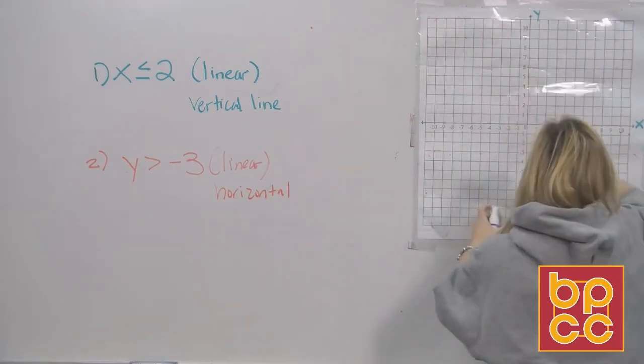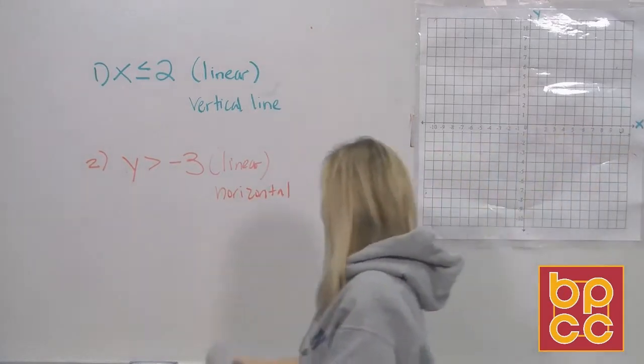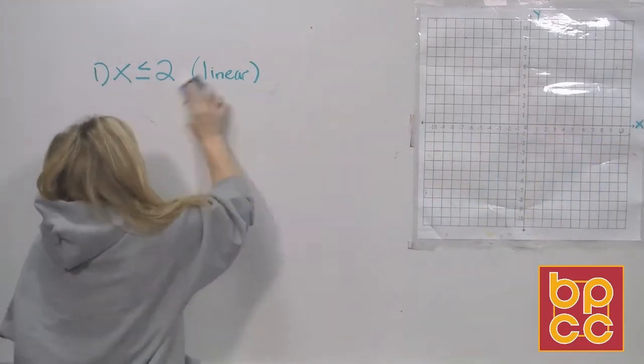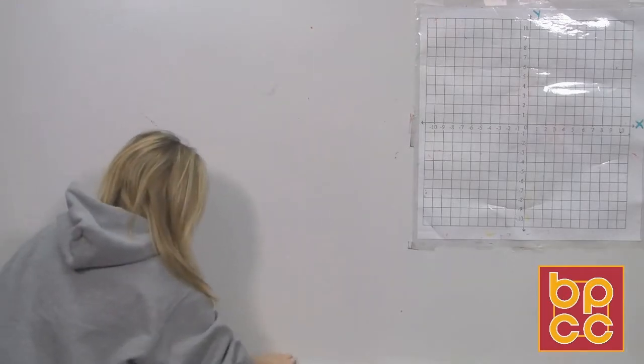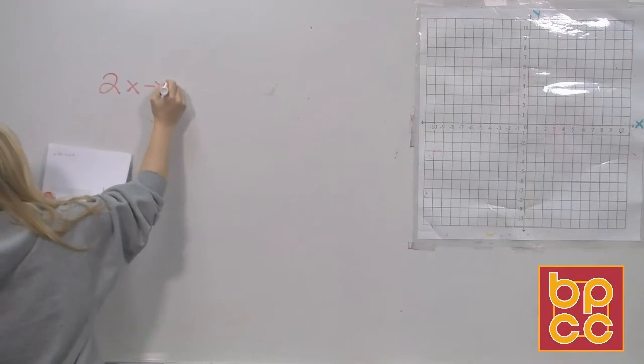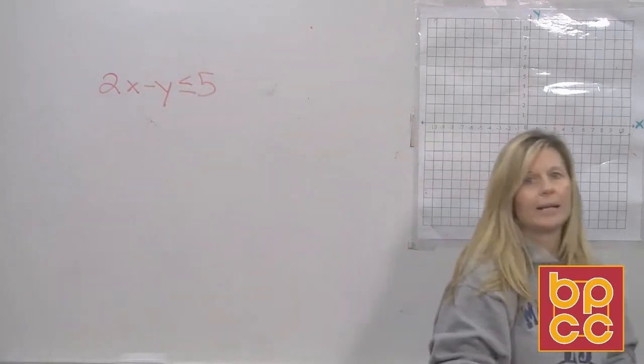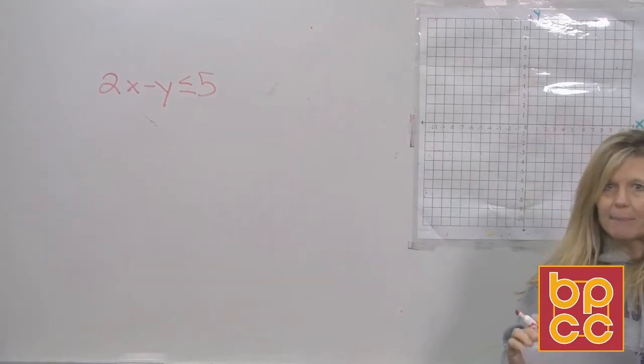All right, that's pretty good. All right, so let's look. We have 2x minus y less than or equal to 5. So, sweeties, we're back to basics.